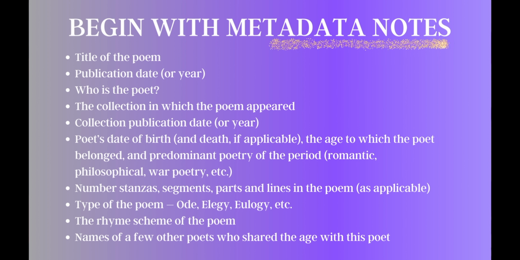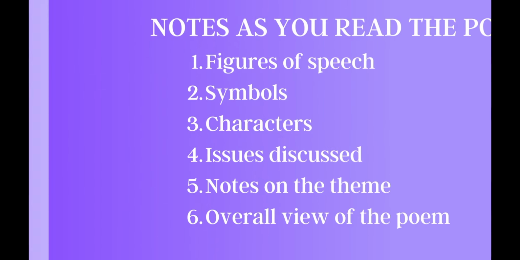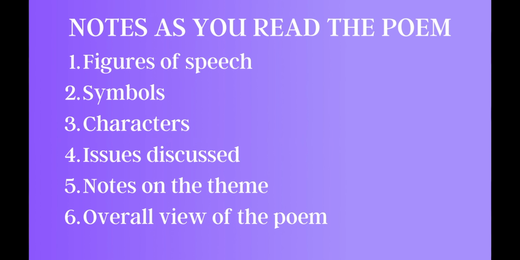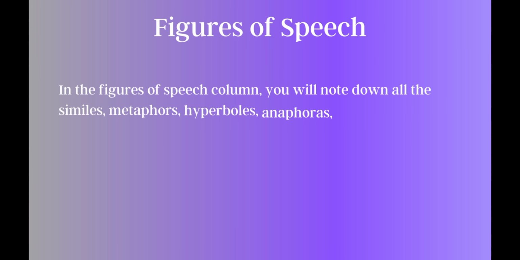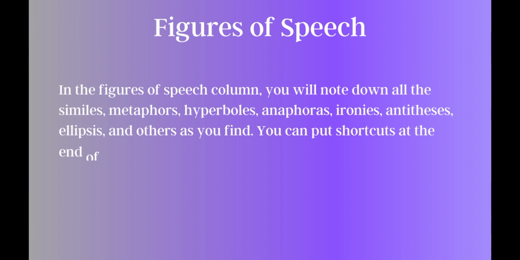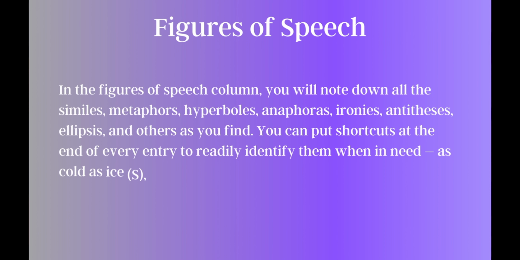Now, once the metadata note is finished and you have zoomed in on the poem that you want to read, you start interacting with the text itself. In that section, you have to make notes as you read the poem, as you interact with the poem. And we have put 6 major columns here. So the first one is figures of speech. As you read the poem, you'll find many similes, metaphors, comparisons, ironies, analogies, assonances, and other rhetorical devices. So you'll put everything down in the figures of speech section. Then the second section is symbols.